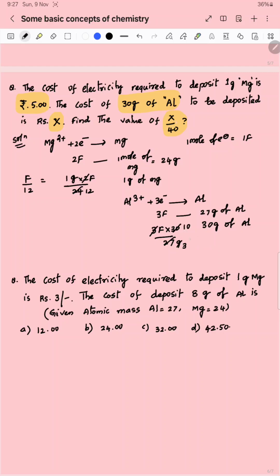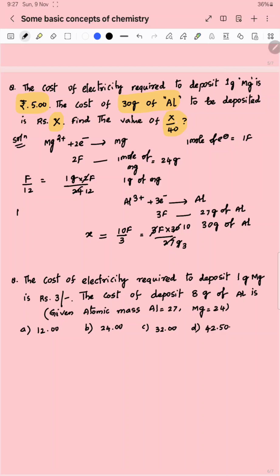So that means, student, 10 Faraday by 3 of aluminium, the cost is how much? That is given as x. So he is asking what is the value of x by 40. Find the value of rupees x, and find the value of x by 40.